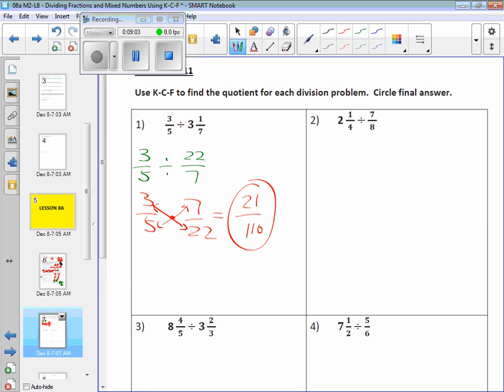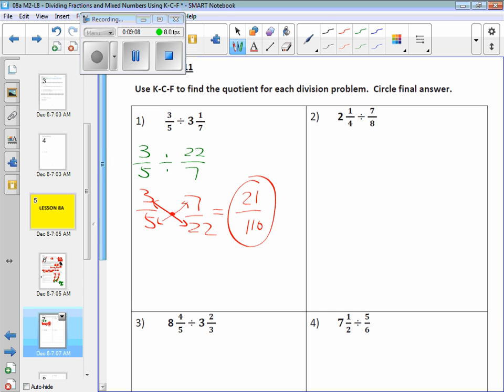One more. Let's do number 2. Go across. 2 and 1/4 improper first. Don't try to do improper and keep change flip in the same step. What does 7/8 become? Can we knock something out? It's a juicy one.